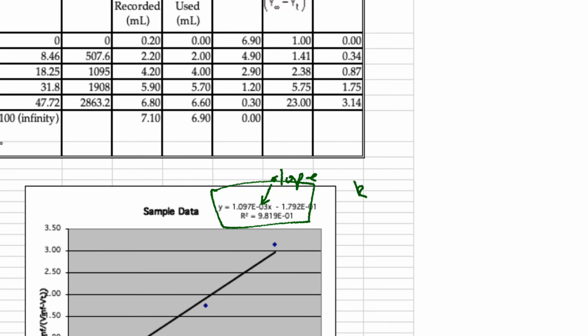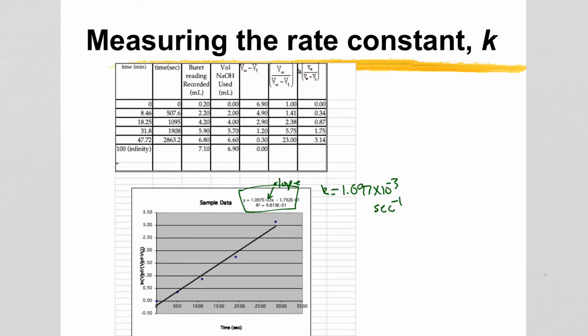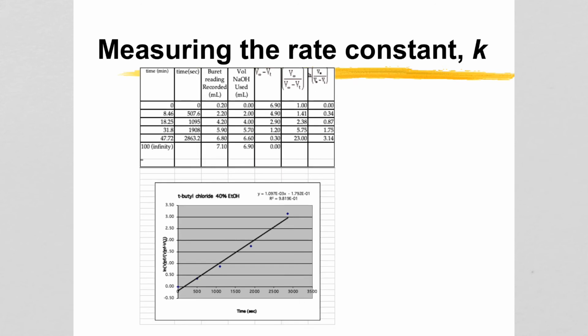So k is equal to 1.097 times 10 to the minus 3 seconds to the minus 1. That's the unit for the rate constant. Now, of course, sample data is a terrible title, so you want to double click on that and replace it with a more descriptive title like t-butyl chloride and 40% ethanol.